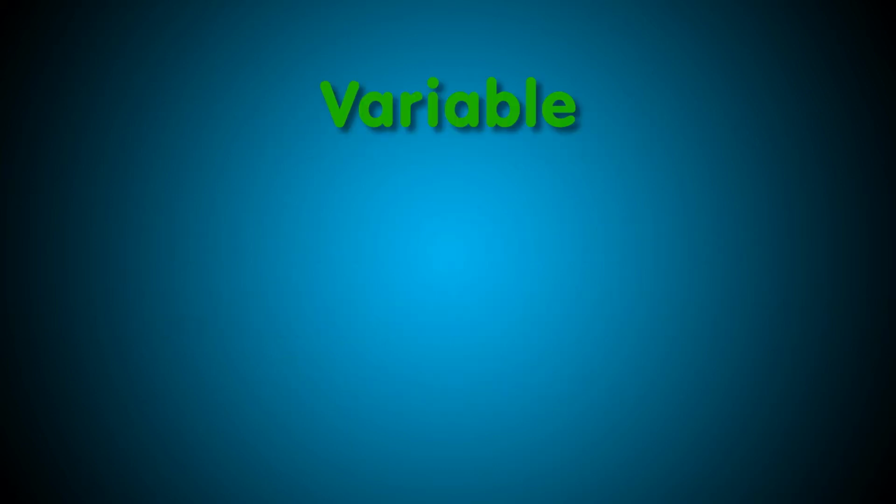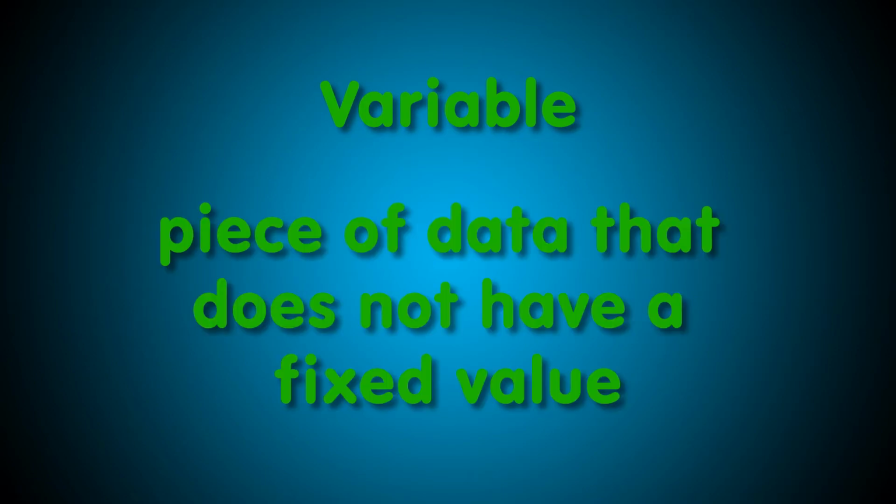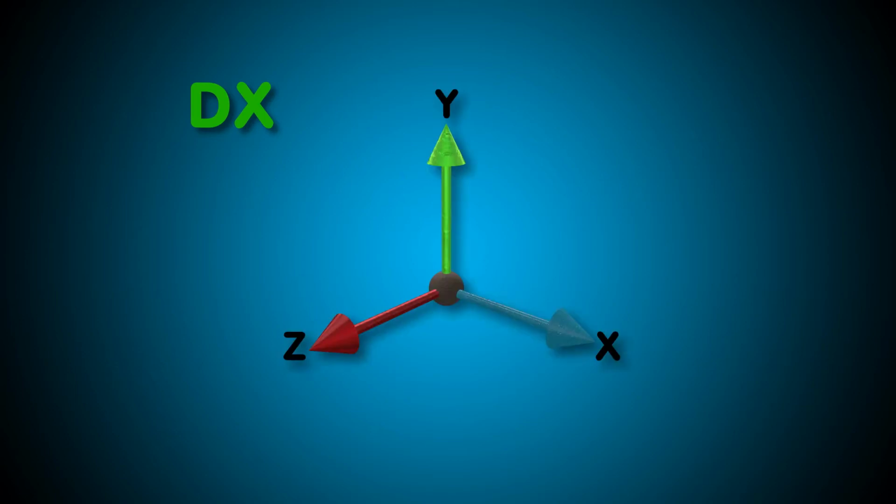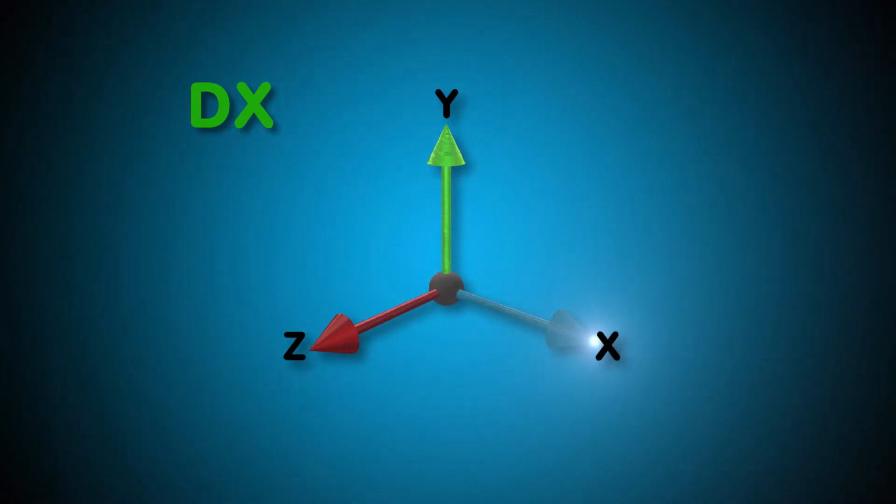Let's start off with what a variable is. A variable is a piece of data that does not have a fixed value. For instance, a common variable that we see in Cabinet Vision is the dx variable. This variable represents the distance from the reference point of an object along the x-axis. The dy and dz run along the y and z-axis respectively.